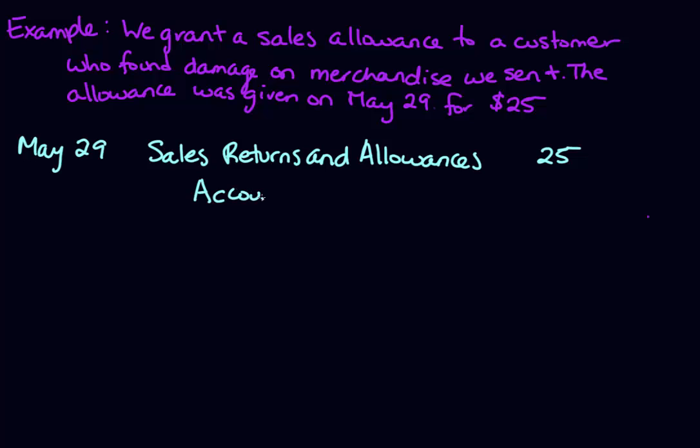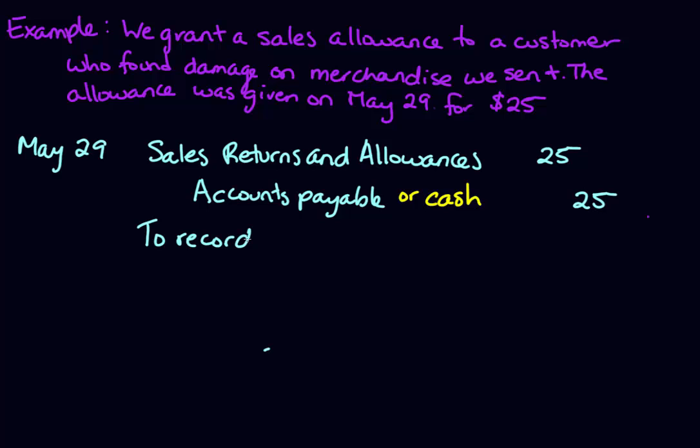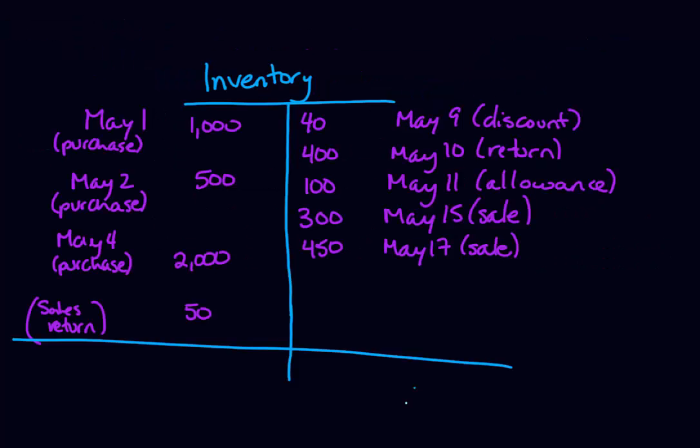We just have one journal entry. Debit to sales returns and allowances for $25 and credit to accounts payable or cash for $25. Note that we don't have to update our inventory because we're not receiving anything back. There's just one journal entry here.